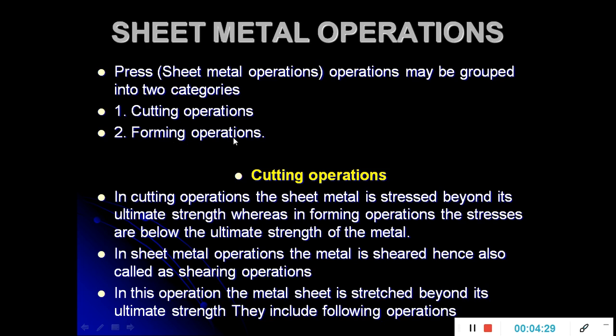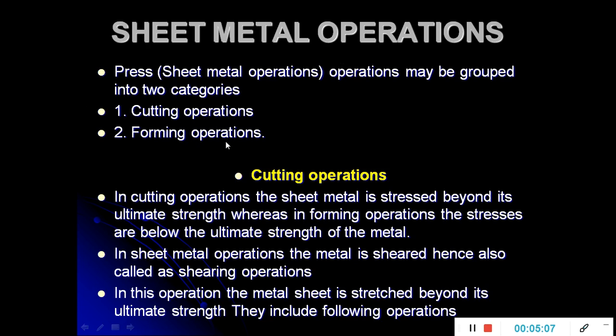And what is the forming operation? A forming operation is where we apply force on the metal, but the applied force is less than the ultimate strength of the material. Therefore, no cutting takes place in the forming operation. We will study the different forming operations later on, but once you understand that a cutting operation means applying force beyond the ultimate strength of the material so that the material gets separated from the sheet metal, that is known as a cutting operation.